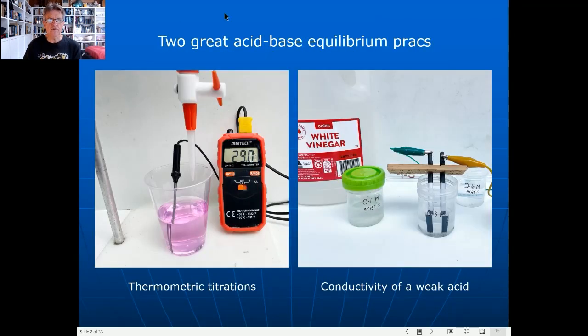What I'm going to have a look at are these two pracs. Now I've called them two great acid-base equilibrium pracs. One is a thermometric titration, in other words measuring a temperature, and the other is the conductivity of a weak acid, and I'll go through those.